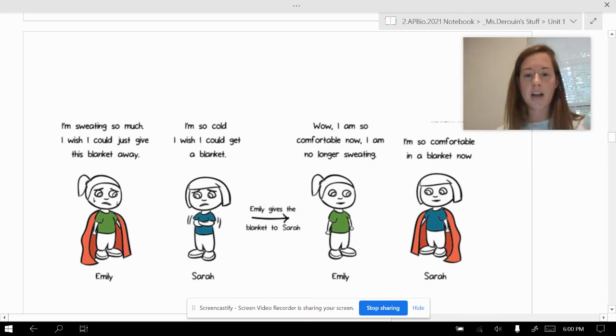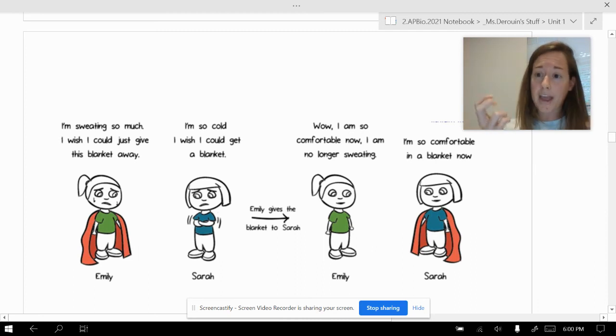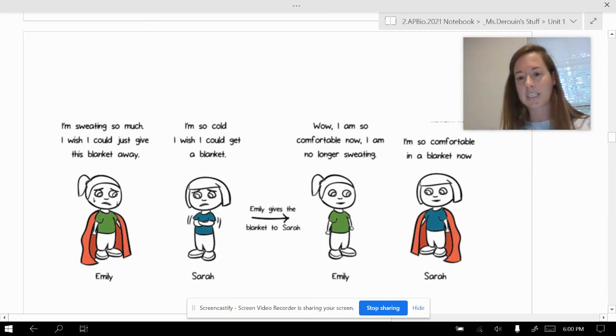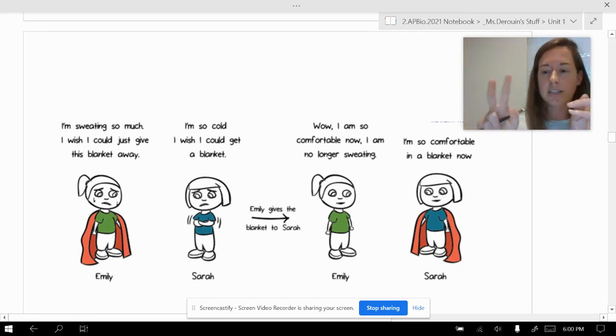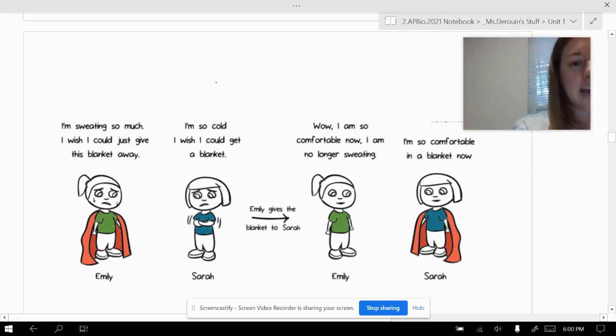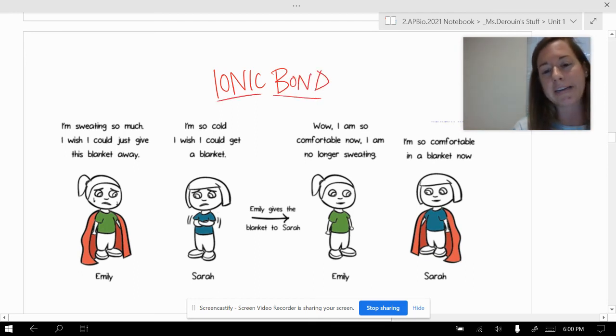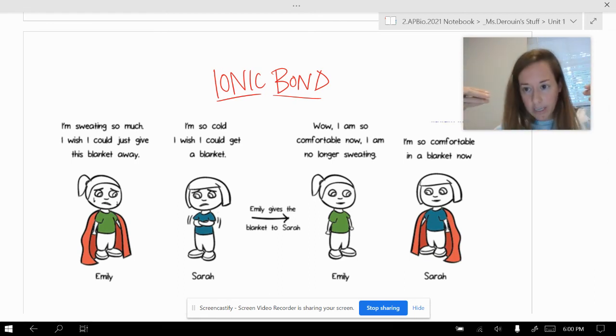So they're like, oh my gosh, we can both be stable and happy if Emily gives her blanket to Sarah, and now they're both comfy and their temperatures are stable because they have 8 electrons in their outer shell. This would be an ionic bond, because Emily is literally giving the blanket away to Sarah and Sarah is receiving it.